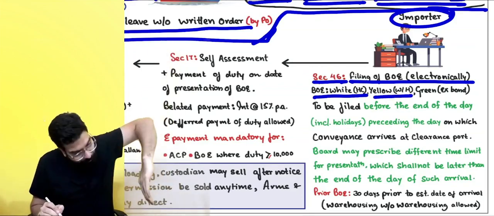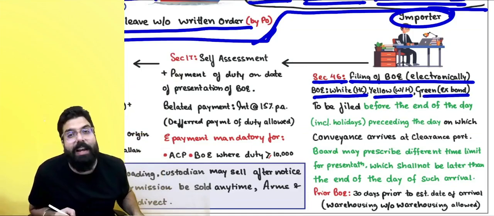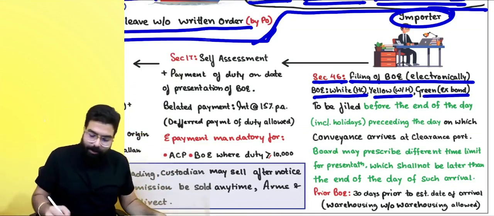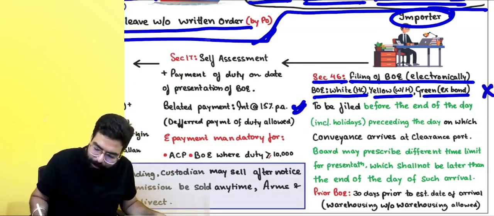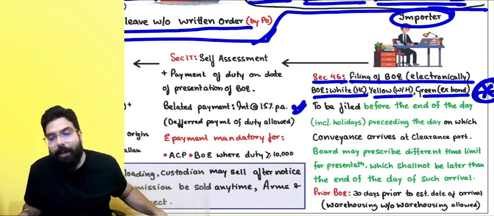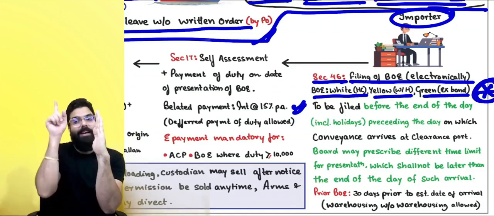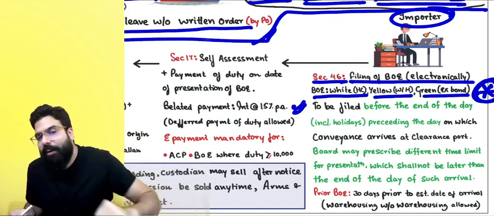If you want to clear from the warehouse, then you always file an ex-bond bill of entry, which is green in color. Sir, what is the time limit to file the bill of entry? Very important, an amendment is there. If the ship is going to arrive today, by yesterday midnight your bill of entry should be filed.